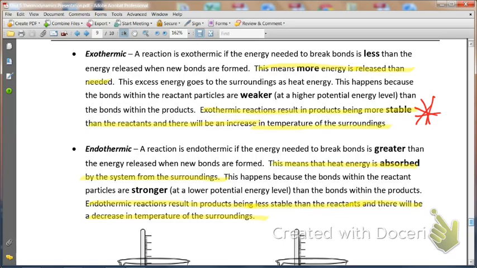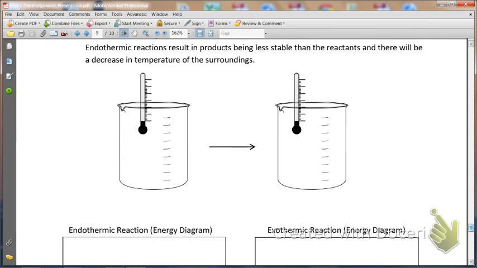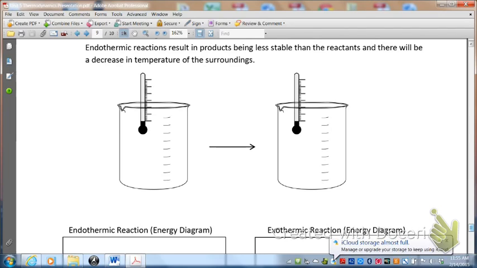So in order to make these endothermic reactions work, it requires a tremendous amount of energy being absorbed from the surrounding environment. All right, so now let's do an experiment here. I have one beaker here, and this first beaker on the left-hand side is going to represent the reactants, and the beaker on the right-hand side is going to represent the products. And so we have a beaker, and we have a thermometer that's inserted in the beaker.